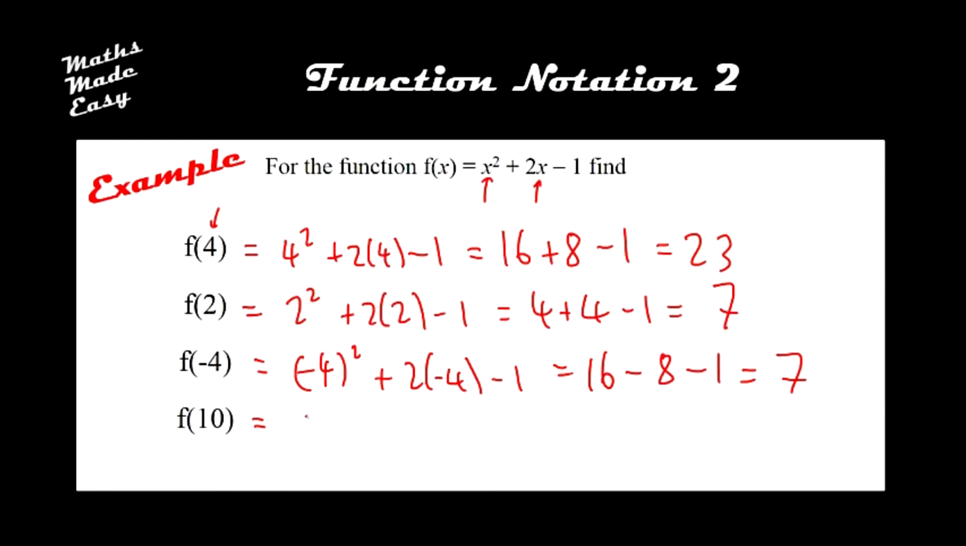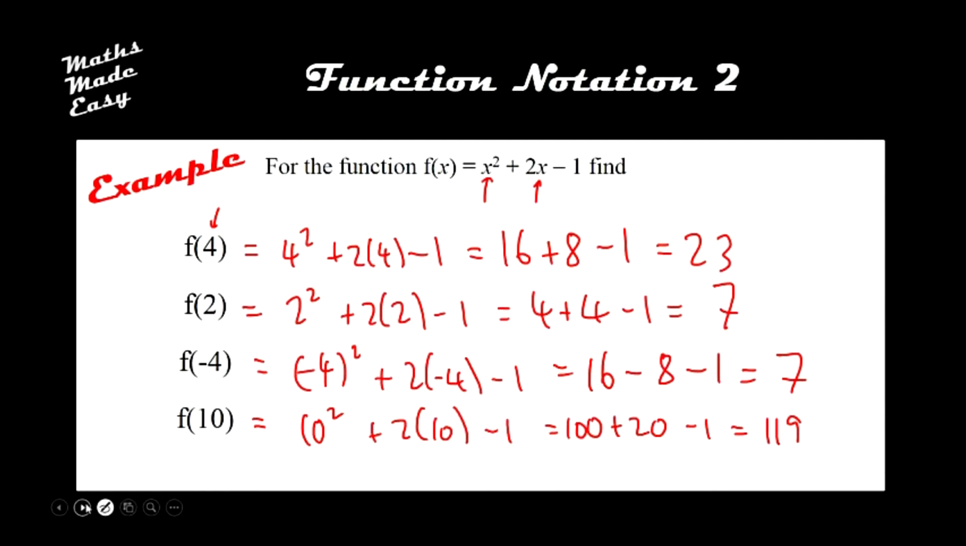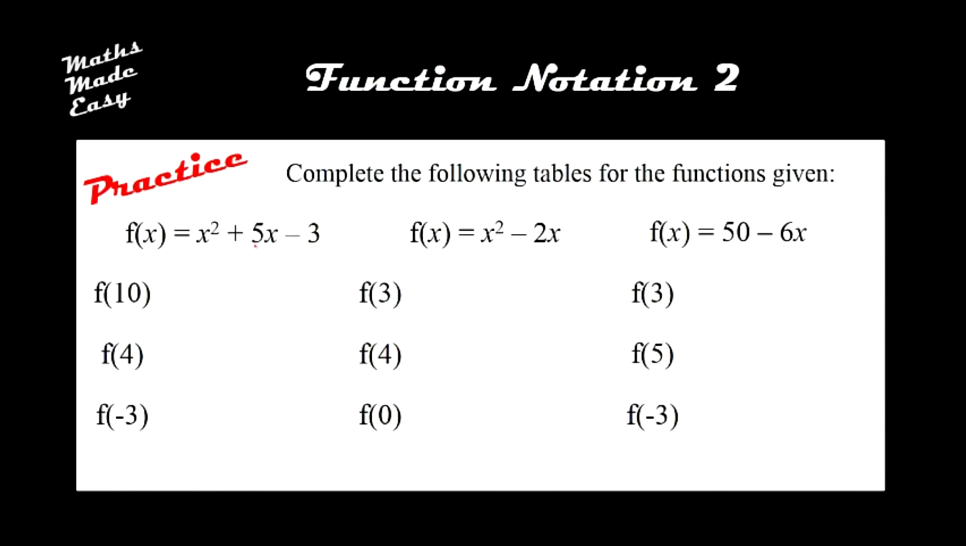And f of 10, so we've got 10 squared plus 2 lots of 10, take away 1, is 100, plus 20, take away 1 from that gives us 119. So in functions where x appears more than once, you replace all of the x's with that number, and take care with negatives when substituting those in, make sure you use brackets. So here are 3 sets for you to have a go at. Press pause, have a go at these, and then when you want the answers, press play and I'll tell you what they were.